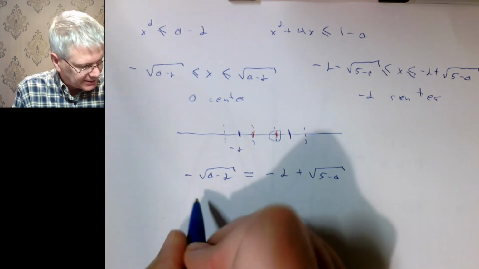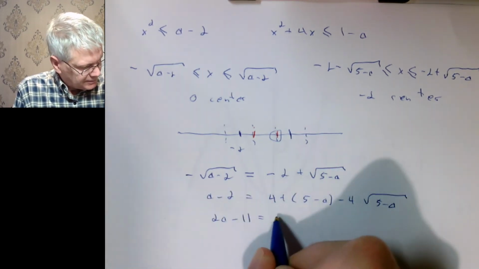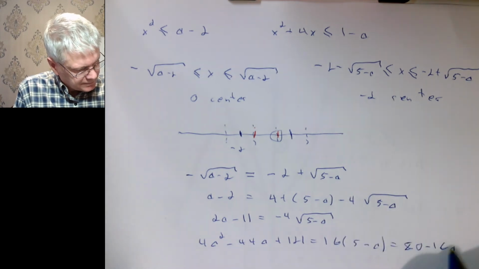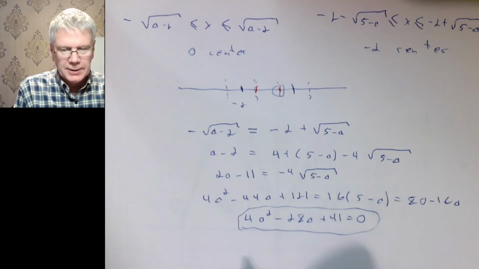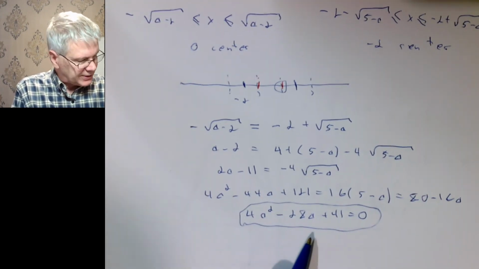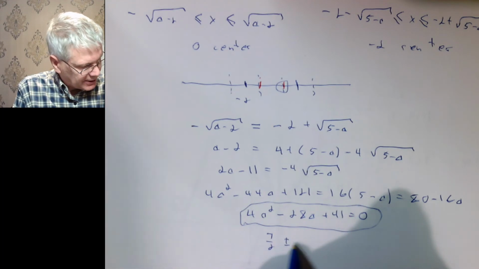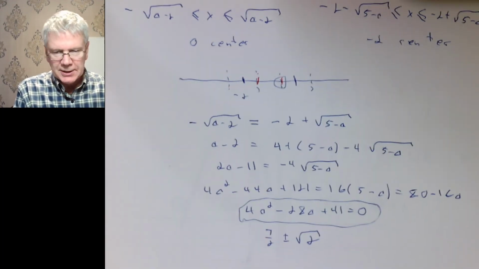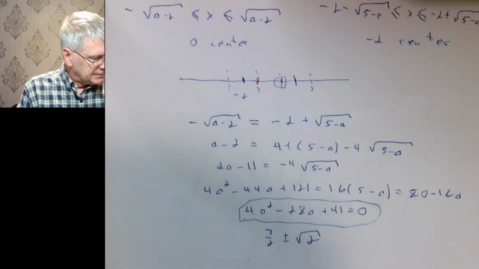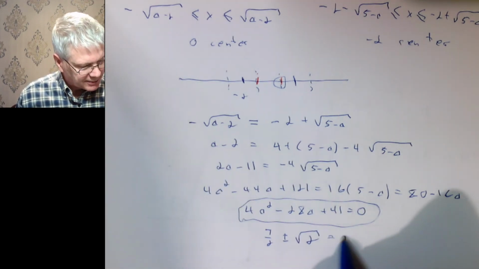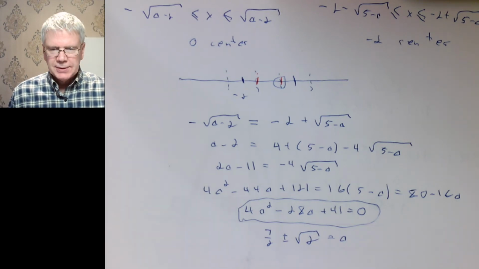I'll probably speed this up here. You can slow it back down if you want. So here's a quadratic for a. It's quadratic, so I'm going to have two solutions. If I go ahead and use the quadratic formula, I will get 7/2 plus or minus square root of 2, same as I did before. And that's for a. I didn't find x this time. Last time I found x and used that to find a. Here I directly found a. So those are the two endpoints of a.